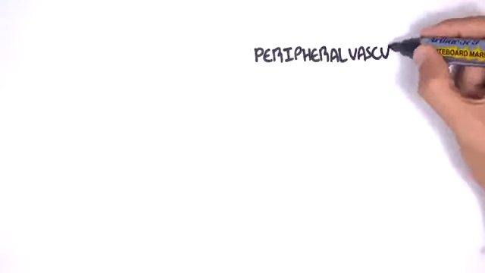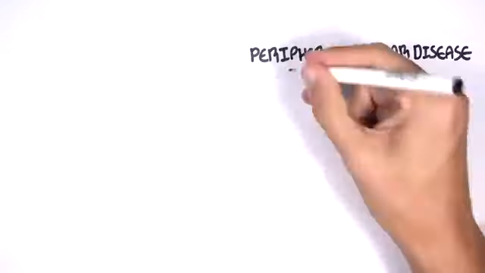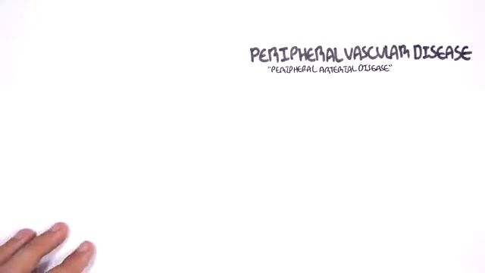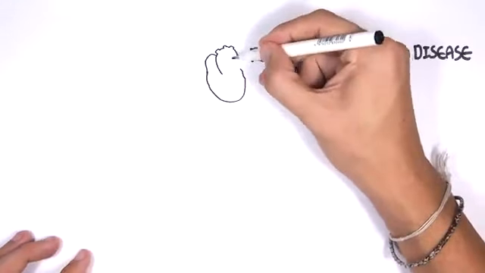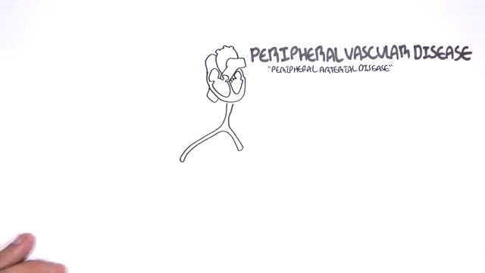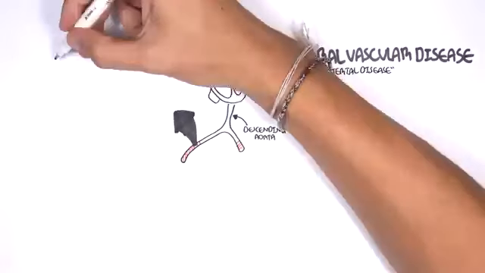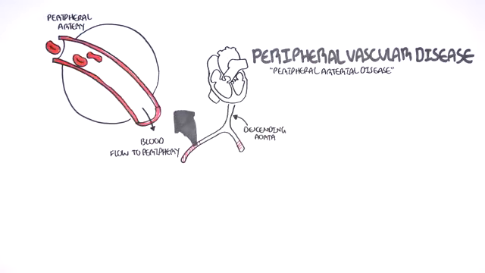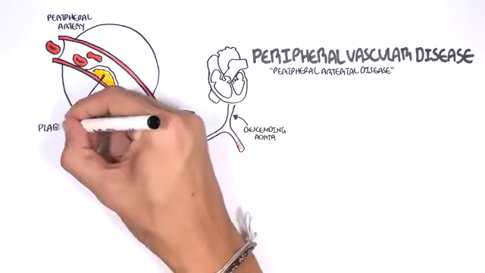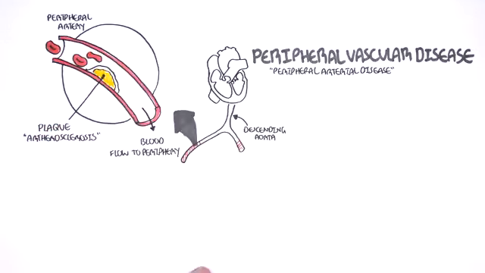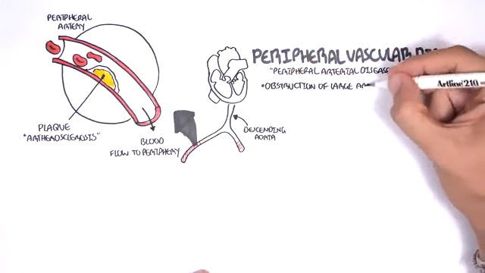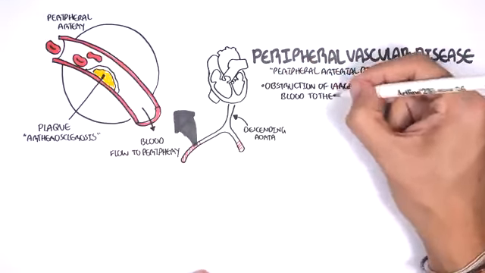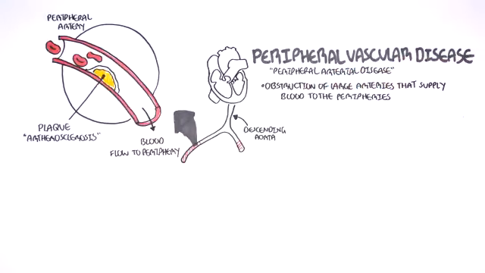Peripheral vascular disease, also known as peripheral arterial disease, is another cardiovascular disease. So here we have the heart with a descending aorta. Peripheral vascular disease is basically a result of plaque formation in the peripheral vasculature from atherosclerosis, for example. So obstruction of large arteries that supply blood to the peripheries, and this can lead to devastating big problems, such as if we have renal stenosis, for example.